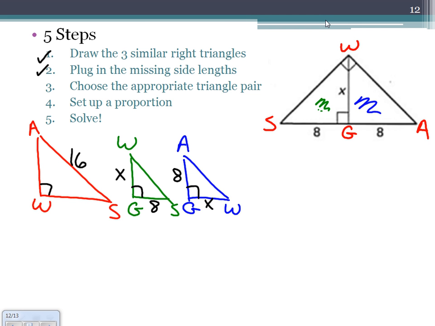So red and blue is what I heard. We have a 16. Does that match up with anything over here? So is red going to work? No. So red is completely worthless to us. Notice we have the sides for both of these here. So set up your proportion. What's my proportion going to be, George?